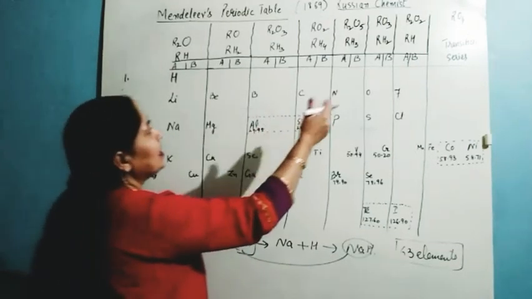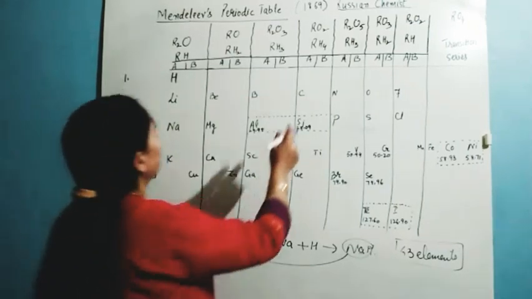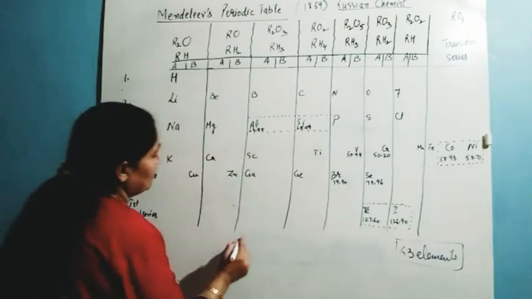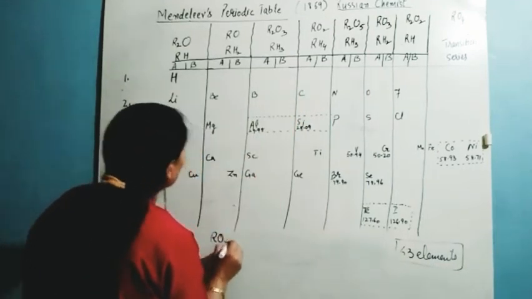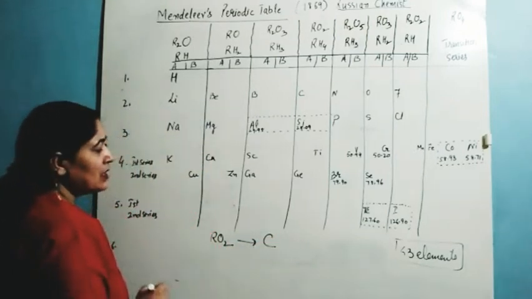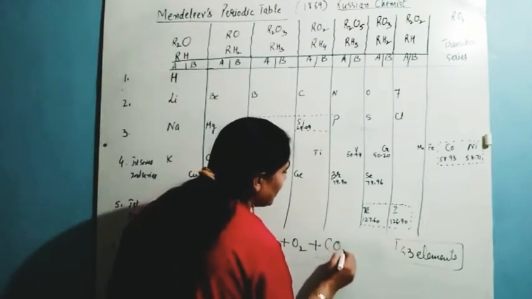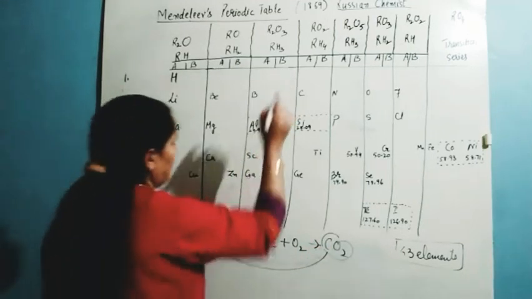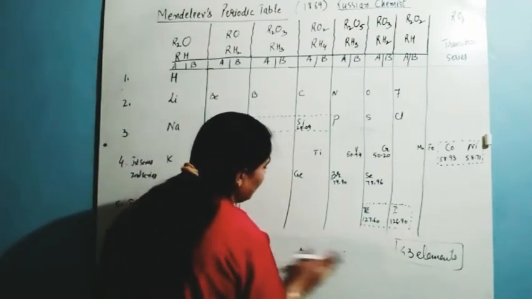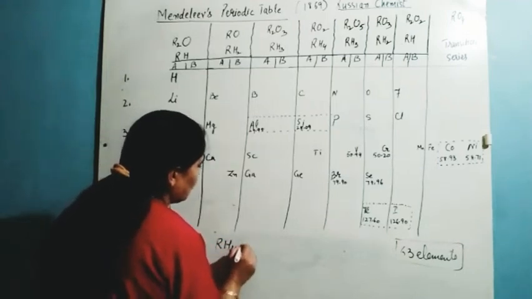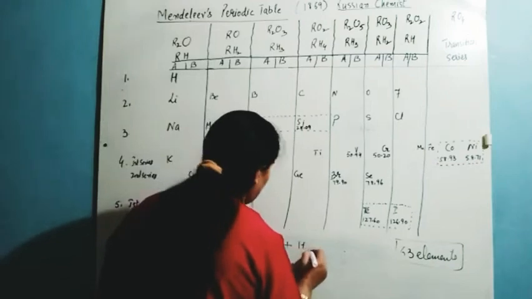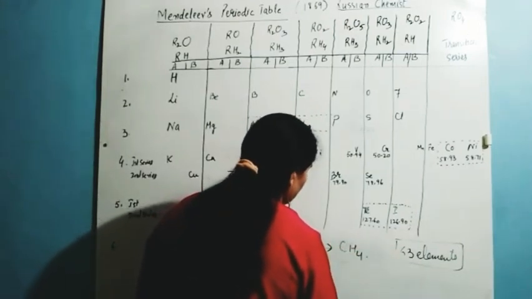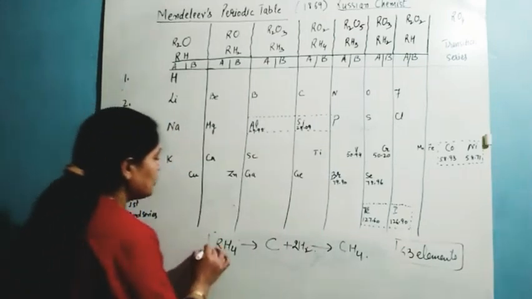Students, similarly you can consider the other elements also from the other groups. For example, if we consider from the fourth group, the carbon, what is the general formula given here? That is RO2. So carbon being the element considered here reacts with the oxygen to form carbon dioxide, which clearly matches with the general formula. Again, what is the formula for the hydride? That is RH4. Same carbon when it reacts with the hydrogen can form, among the various compounds, CH4 also, which again matches with this general formula.